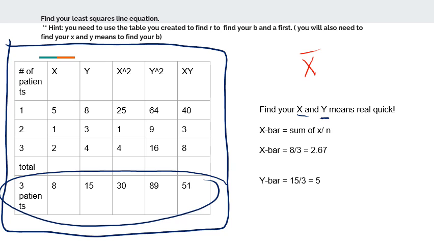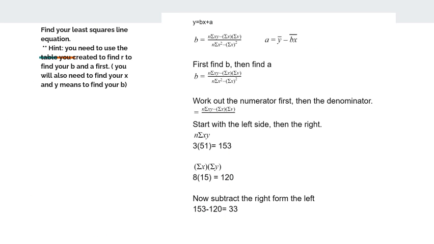So anyway, we all know how to find the means. We take the sum of your x's, we take the sum of your values and we divide it by the total number of those values. So x bar, or the mean of the x's, is going to be 8 divided by 3, which gives us 2.67. Same thing with the y's. So we find the mean of the y's, which is going to be 15 divided by 3, and that is going to give us 5. And we are going to use that in our equation.